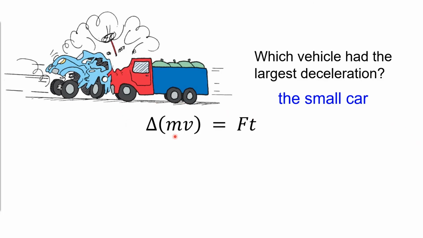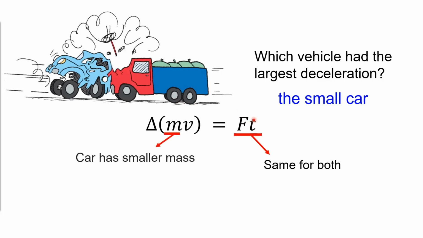This is our same relationship. And we just talked about how the impulse was the same for both, which means that this total quantity, the total change in momentum, has to be the same. But individually, we can fluctuate mass and velocity all we want, as long as when they're multiplied together, that total quantity is equal to this over here.